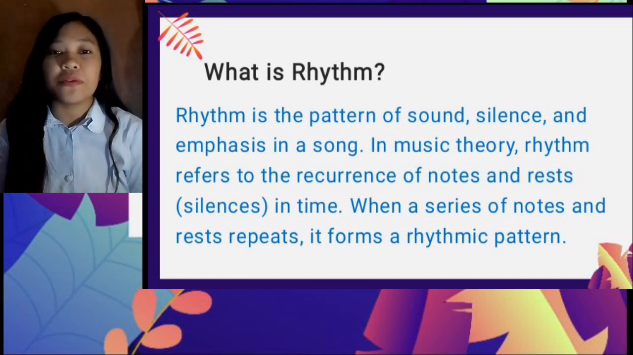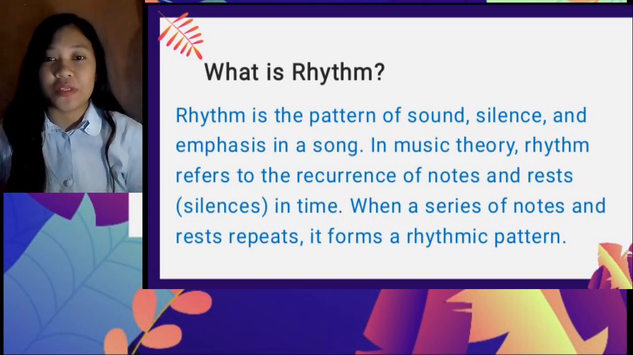It means that rhythm in music is a pattern of regular and irregular pulses. When a series of notes and rest repeat in a piece of music, it forms the rhythmic pattern, or what we call rhythmic pattern. So the sequence of sounds and silences make the rhythm in a piece of music.